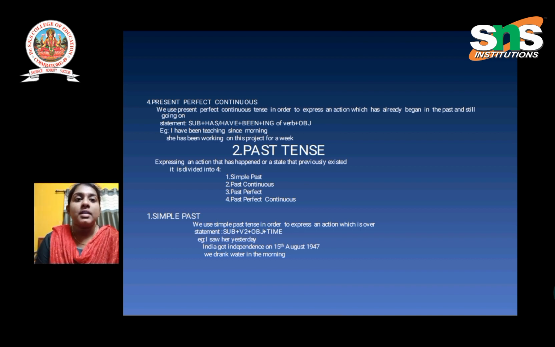So the second tense is past tense, expressing an action that has happened or a state that previously existed. It is also divided into four: simple past, past continuous, past perfect, and past perfect continuous. Simple past: we use simple past tense in order to express an action which is over. Statement: subject plus V2 plus object plus time. Example: I saw her yesterday. India got independence on 15th August 1947. We drank water in the morning.